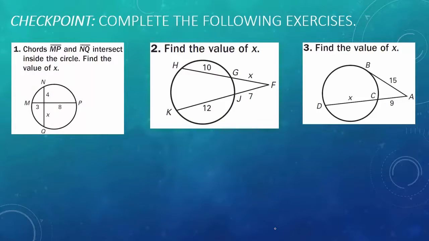Checkpoint problems number 1, 2, and 3 are yours. In checkpoint problem number 1, chords, line segment MP and line segment NQ, intersect inside the circle. Find the value of X. 2. Find the value of X when you have two secants meeting at the same point. And 3. Find the value of X when you have a secant and a tangent meeting at the same point.